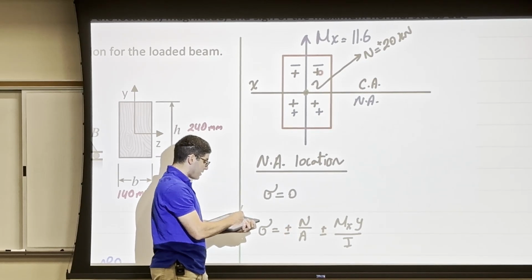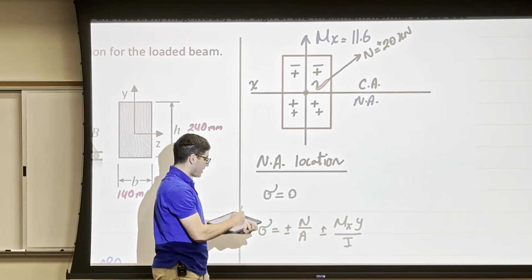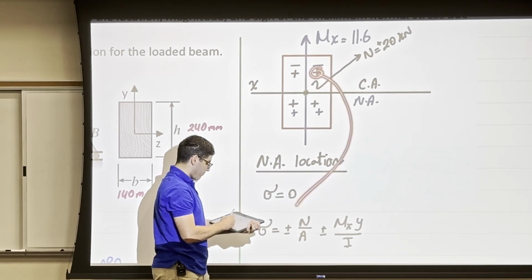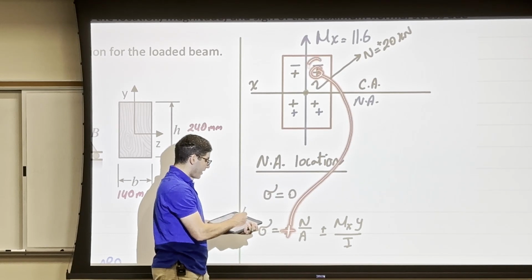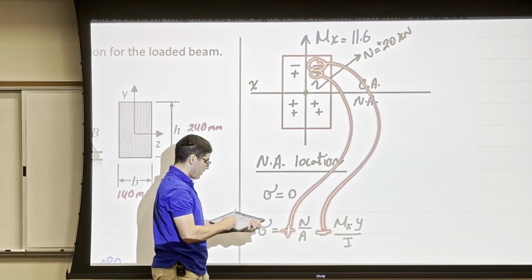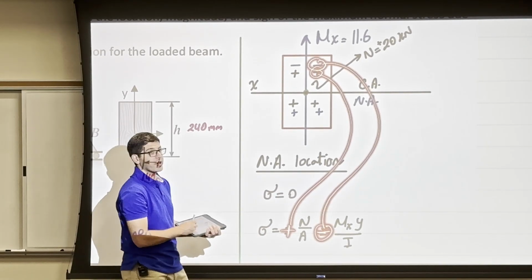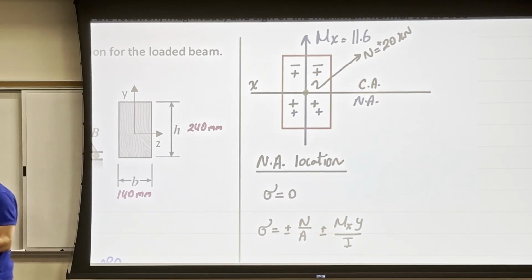If the point is anywhere in that region, you will take the positive for the normal and the negative for the bending stress. Okay? Here is the question.